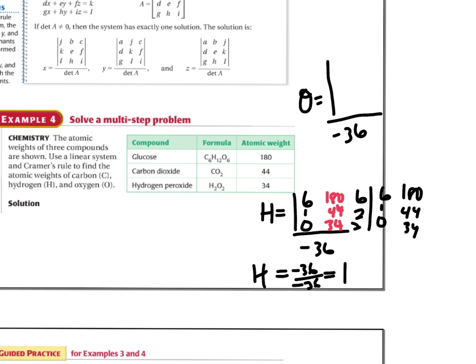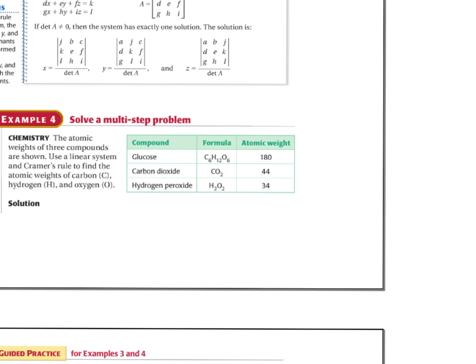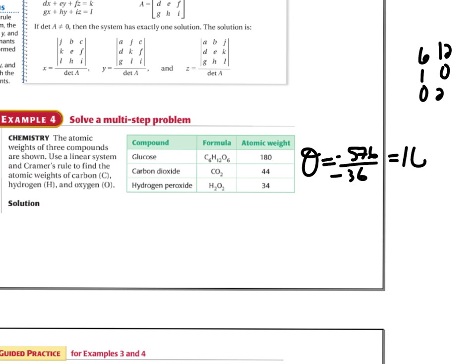And setting up our numerator, we keep our carbon numbers of 6, 10. You keep your hydrogen numbers of 12, 0, 2, and now we are placing our oxygen numbers with the constants 180, 44, and 34, and adding on our second two columns, which is 6, 10, 12, 0, 2. And then when you go ahead and find the determinant of that top number, you end up with negative 576 over negative 36, which turns out to be 16.